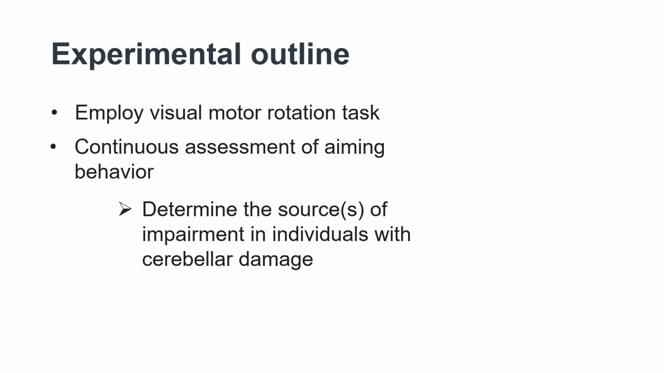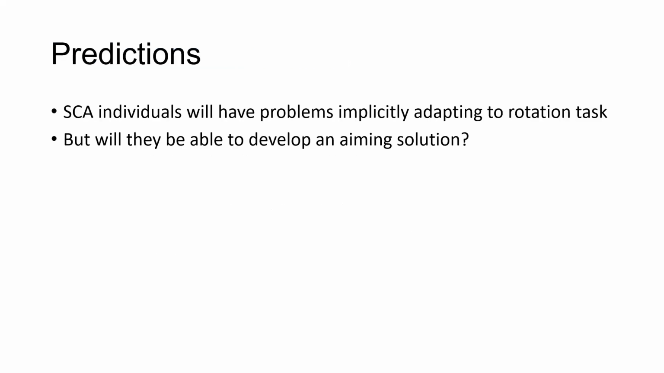The experiment will use a visual motor rotation task along with continuous assessment of aiming behavior to find out what is going on with individuals with SCA as compared with controls during these tasks. Some predictions moving forward are, we know SCA people will have problems with implicit adaptation, but to what extent will they have problems implementing an aiming solution? That is what this research is really getting at.